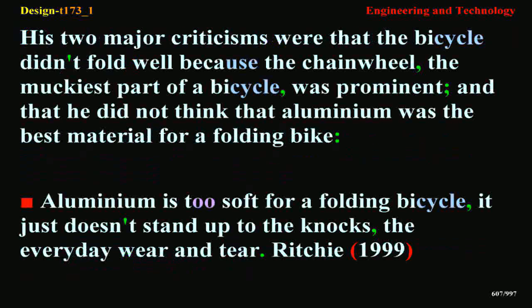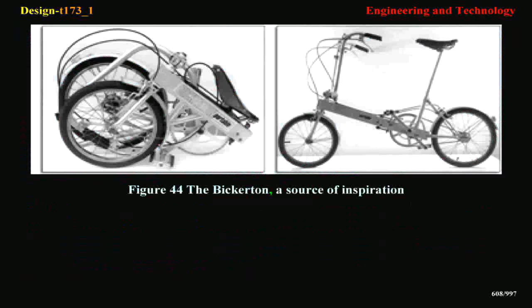His two major criticisms were that the bicycle didn't fold well because the chainwheel, the muckiest part of a bicycle, was prominent, and that he did not think that aluminum was the best material for a folding bike. "Aluminum is too soft for a folding bicycle, it just doesn't stand up to the knocks, the everyday wear and tear." (Ritchie, 1999). Figure 44: The Bickerton, a source of inspiration.